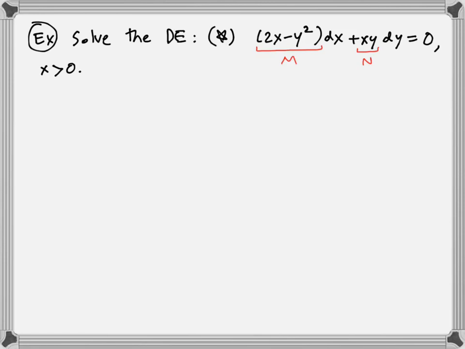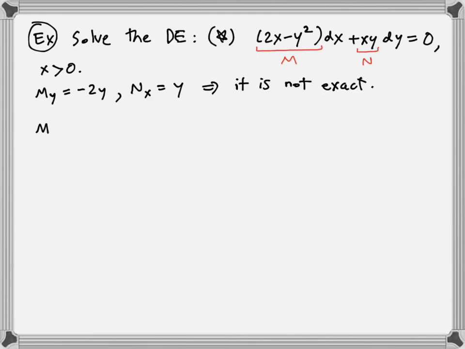So this is the way these problems go, right? We're going to first test if it's exact. So what's My? My is equal to, you take the partial with respect to y, you get negative 2y. And what's Nx equal to? Nx is y, and these are, of course, not equal to each other, right? So this implies that it is not exact. Now, that doesn't mean, though, that we can't make it exact. Maybe there is an integrating factor we can use.